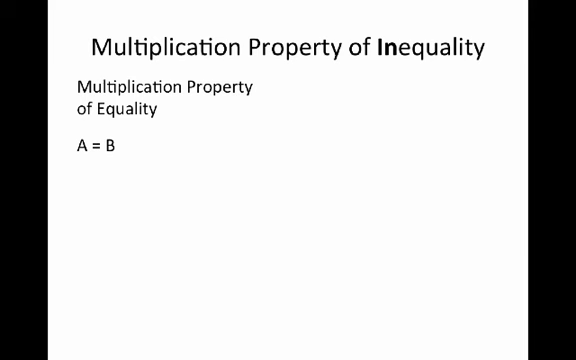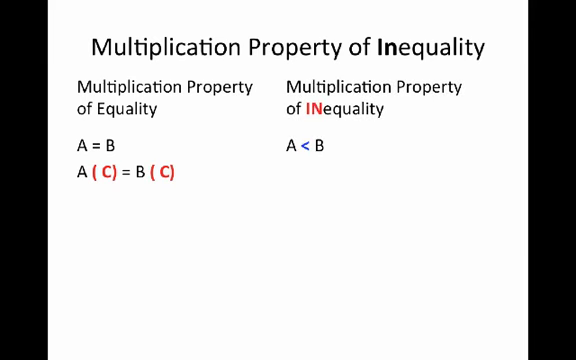Just like we have the addition property of inequality, we have the multiplication property of inequality that works for both multiplication and division. They are paired properties. With the multiplication property of equality, if we had the equation A is equal to B and we multiplied both sides of the equation by the same number, we would have a balanced or equivalent equation. The same thing works with the multiplication property of inequality with a caveat.